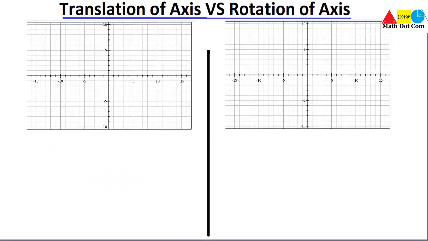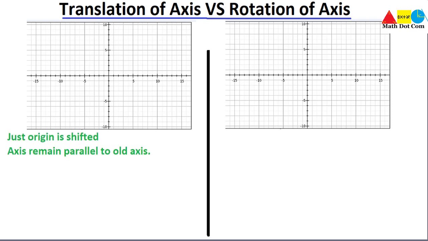Hello everyone. Today we are going to learn how translation of axis differs from the rotation of axis. We will see how they differ in definition, in formula, and we will have an example that will help you to understand the concept. So we will start with the definition or the concept of the translation of axis as well as the rotation of axis. First we will see the translation of axis on the left side and the rotation of axis on the right side. So we will start with the translation of axis.